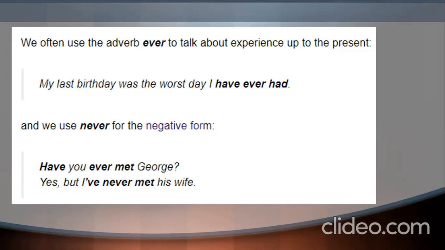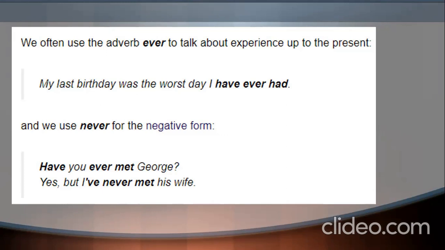So, have you ever met George? Yes, but I've never met his wife. So remember that with this kind of adverbs, these are in the middle of have and had. And the same for never. Have, never, and the verb in participle, right?